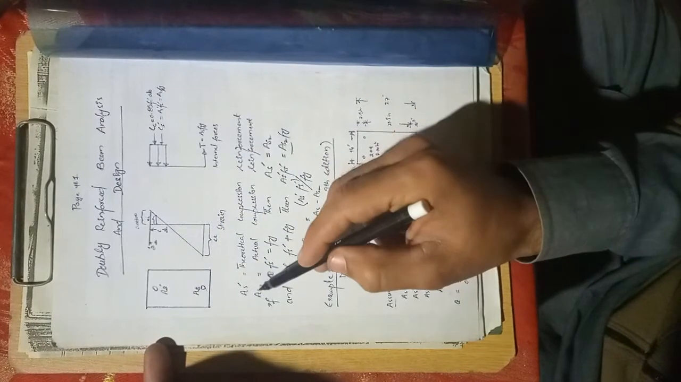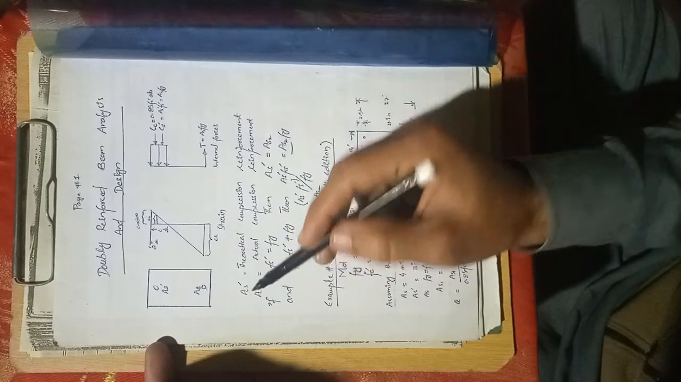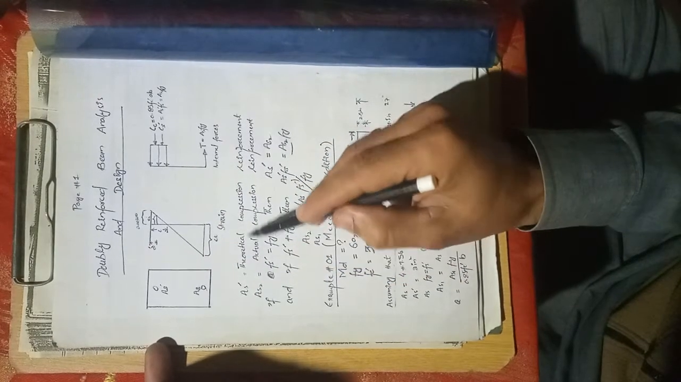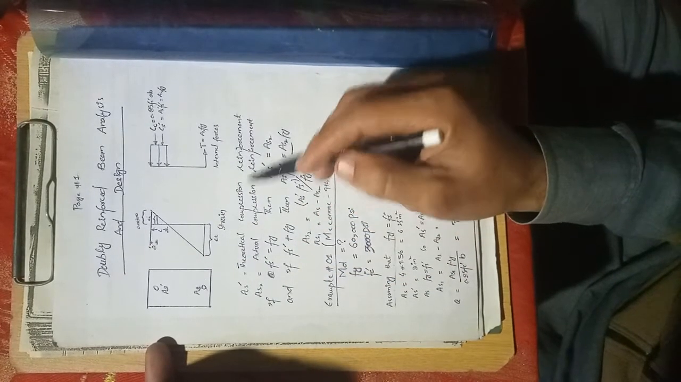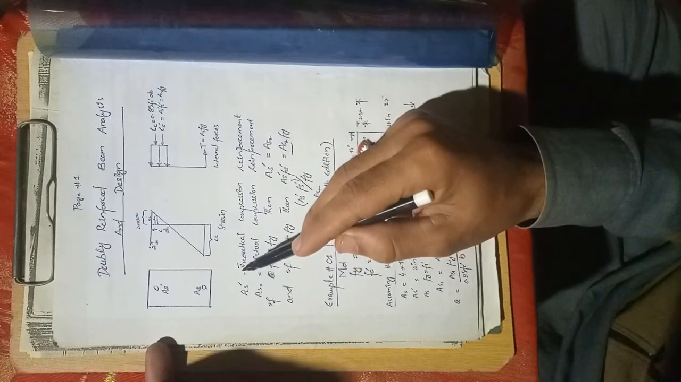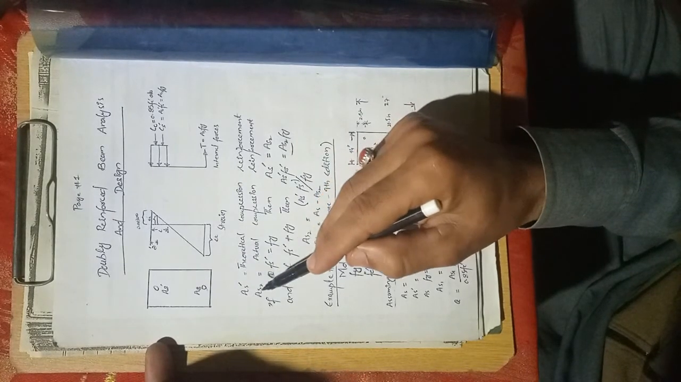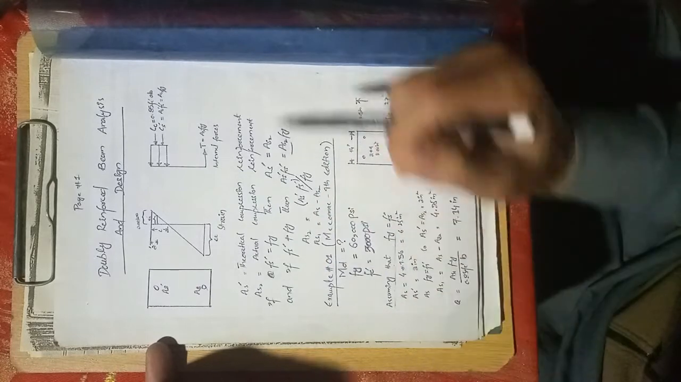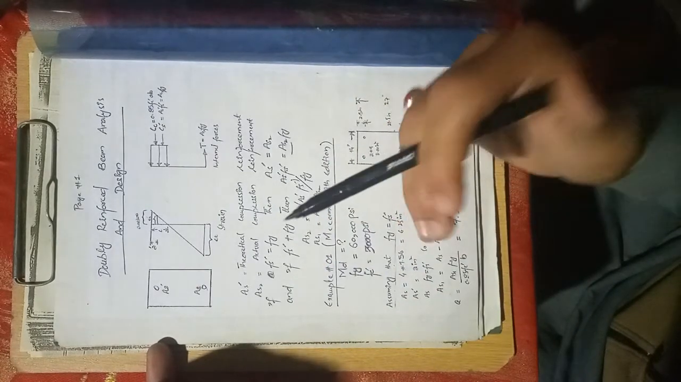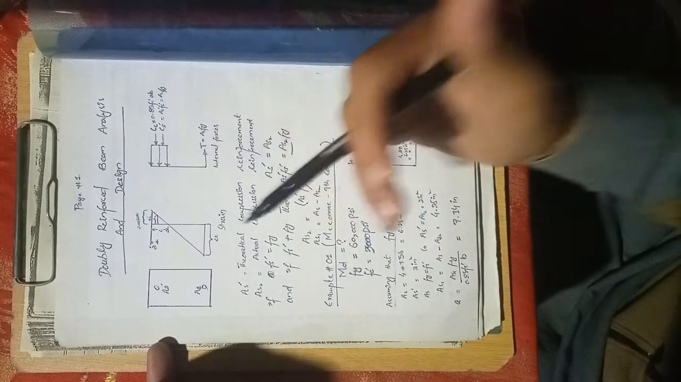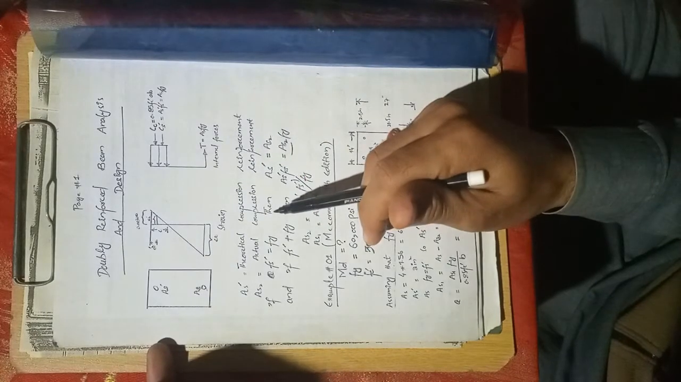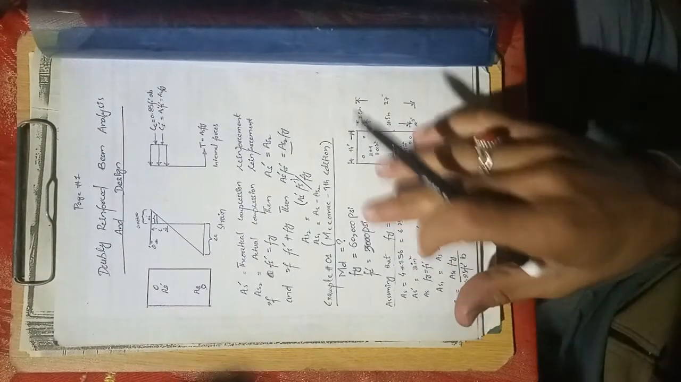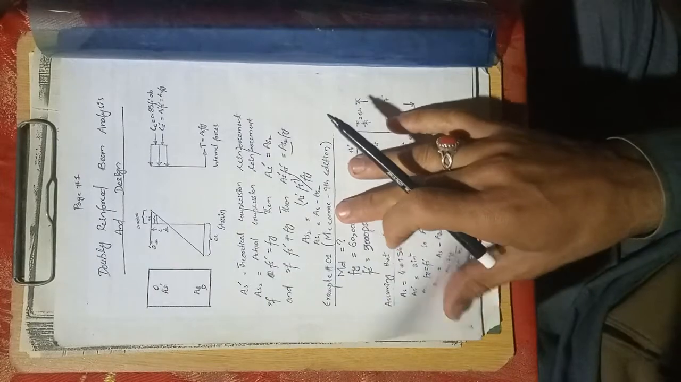The difference between As2 and As prime is this: As prime is the theoretical compression reinforcement, which we calculate from the formulas. As2 is the actual compression reinforcement, which we basically provide to the section, right? This is very important to understand. I will clarify this in later stages, but at this time you must remember this, right?